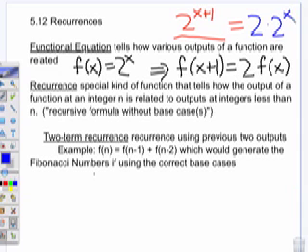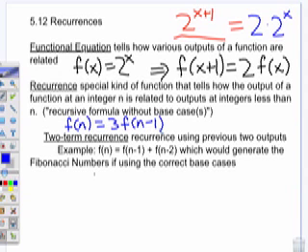So as an example, you might have something like this. f of n equals 3 times your previous output. But it doesn't tell you where to start. It's merely telling you how to get from one output value to the next. So it's a little bit of an incomplete definition as far as the function goes.